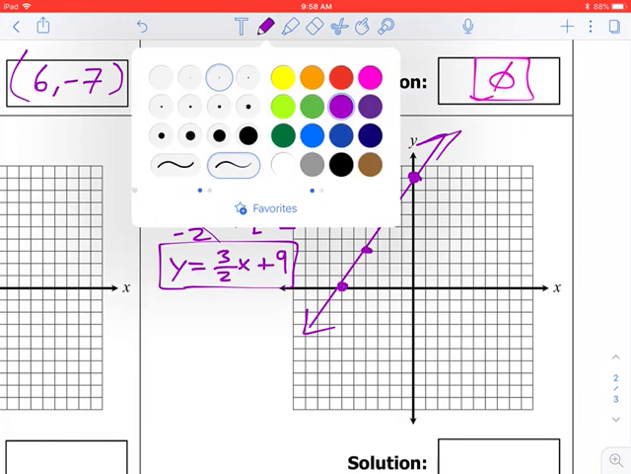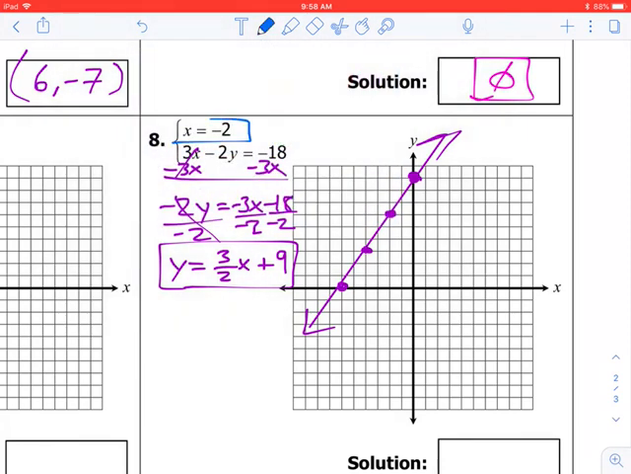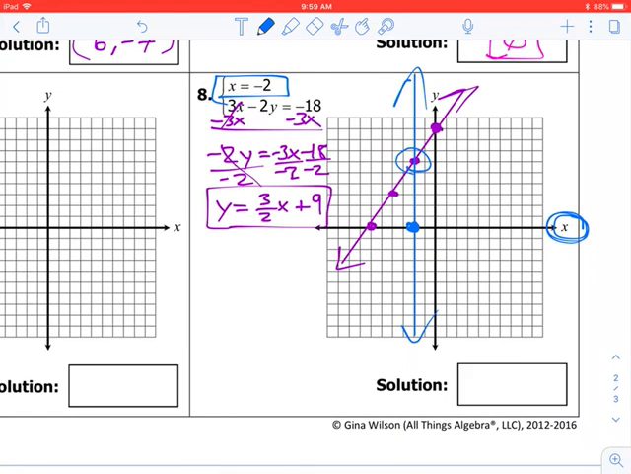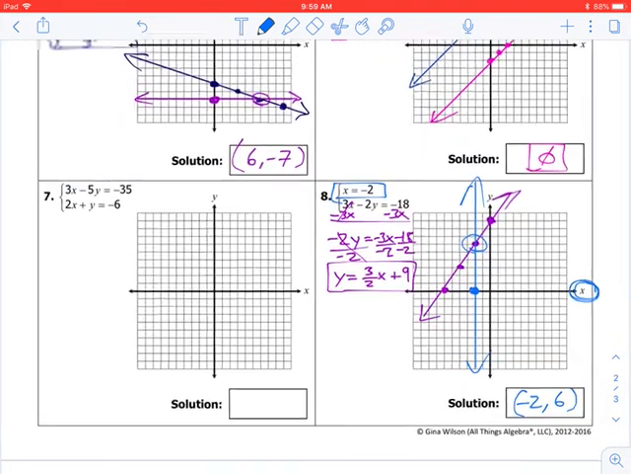And the other one is x equals negative 2. So again, on the x-axis, negative 2 is right here. And this time it's an x equals, so it's a vertical line. So I'm going up that way. And so you can see they cross right there. So that's negative 2 for x, positive 6 for y. And there we are.